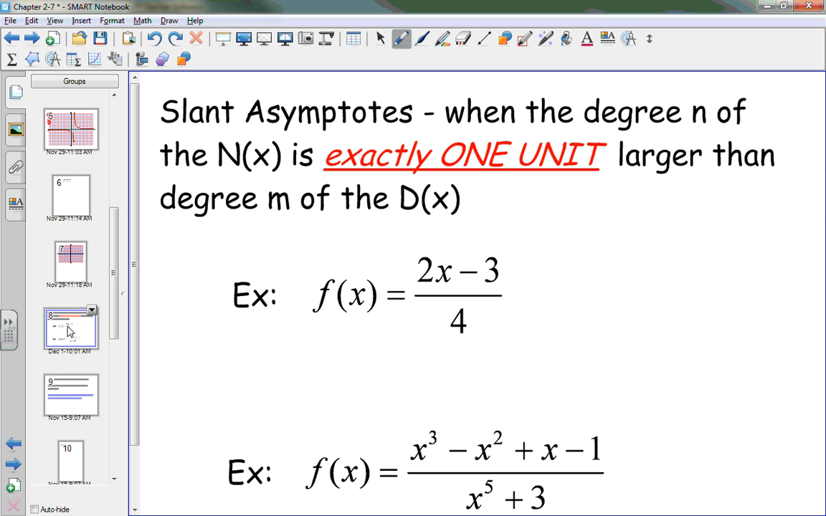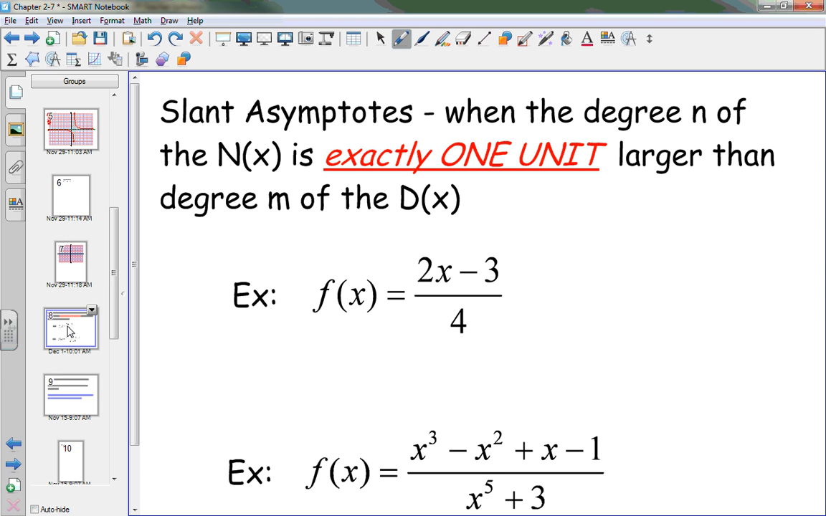A slant asymptote only exists when the degree of the numerator is exactly 1 unit larger than the degree of the denominator. Do you understand that? If it is 2 units greater, do I have a slant asymptote? No. If it's 1 unit greater, do I have a slant asymptote? Yes, I do. If it's 1 unit smaller, do I have a slant asymptote? No. It's only when it's 1 degree larger.